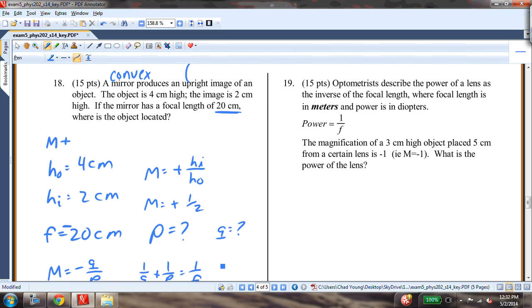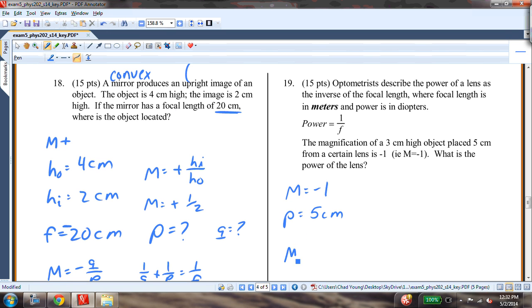Optometrists use the power of a lens, which is the inverse of the focal length, where the focal length is in meters and the power is in diopters. Let's see, magnification is equal to negative 1. P is equal to 5 centimeters. I need to find the focal length. So this is a similar problem to what I had before. And then once I find the focal length, I'll find the power.